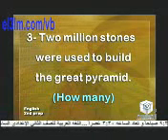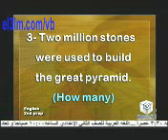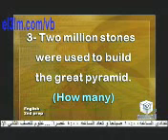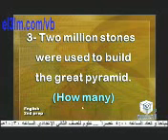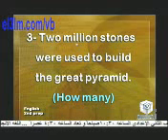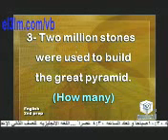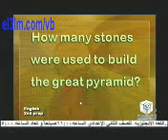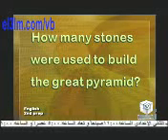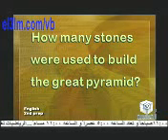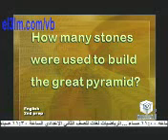Number 3. 2 million stones were used to build the Great Pyramid. How many? This question word is used to ask about the number of something. So it means I'm going to ask it about 2 million. Let's see the answer. How many stones were used to build the Great Pyramid?